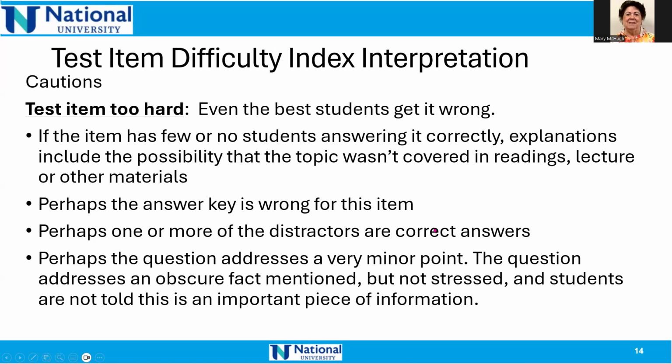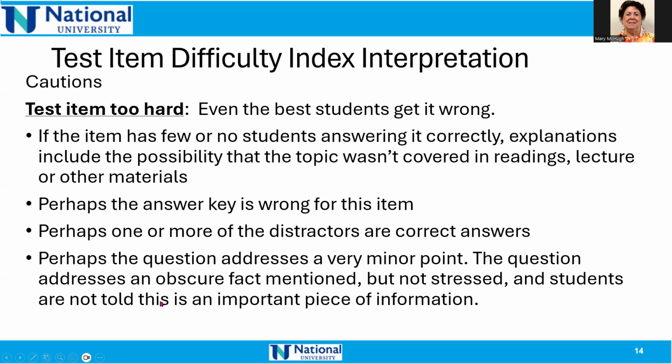Sometimes one or more of the distractors turns out to be a correct answer. It doesn't look so when you first wrote it, but when you think it through, and students will, they find somewhere in the book that says that distractor was correct. So if you get that, then the item is not a good item. And you need to either accept two or more of the answers as correct or throw the item out.